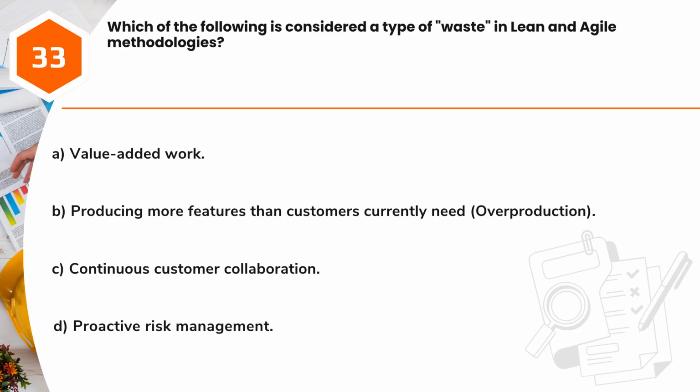Question 33. Which of the following is considered a type of waste in lean and agile methodologies? A. Value-added work. B. Producing more features than customers currently need, overproduction. C. Continuous customer collaboration. D. Proactive risk management.